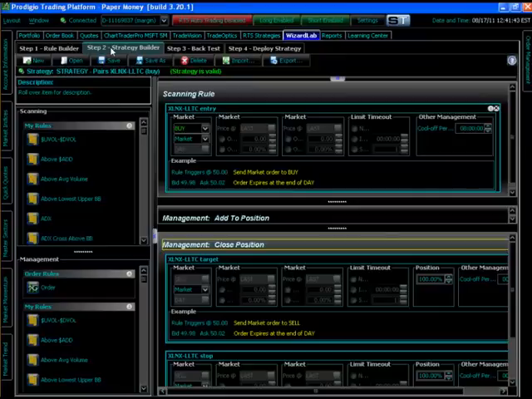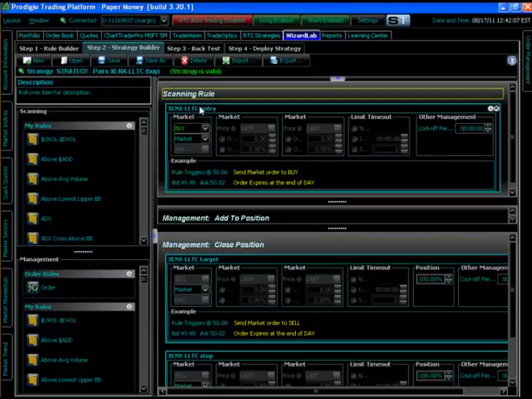Strategy builder allows you to take the rules that you had saved in step 1 and join them together in a strategy. For these pairs trades, they're going to use the same rule because it's going to be bound to the same logic. They're even going to use the same exit rules. But you're going to have two different strategies, and the reason why is because the scanning rule defines whether the strategy goes long or goes short.